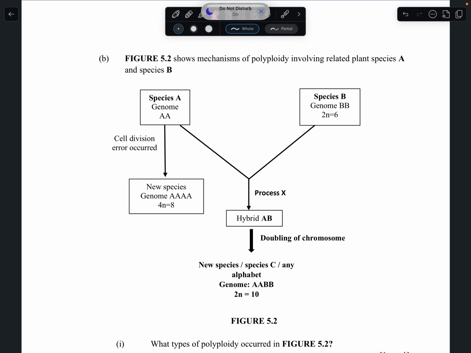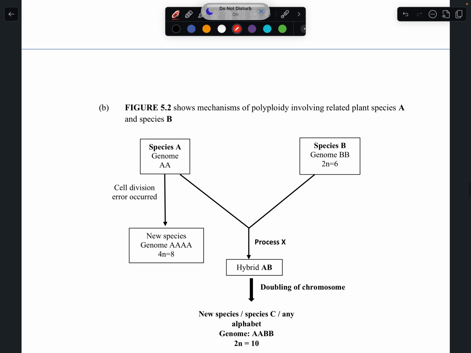Okay, mari kita cuba buat set soalan pra PSPM. Ini adalah set soalan pra PSPM KMS 2024-2025. Okay, kita buat sama-sama. Kita baru belajar tentang autopolyploidy.